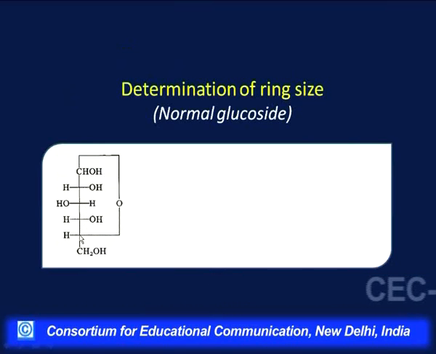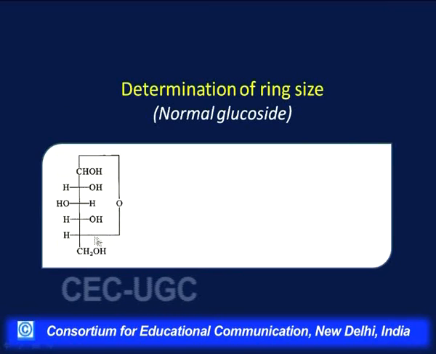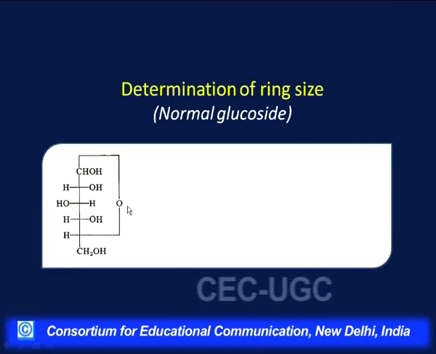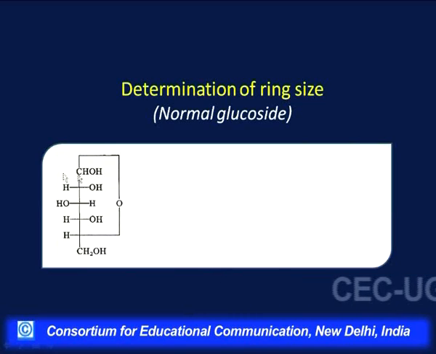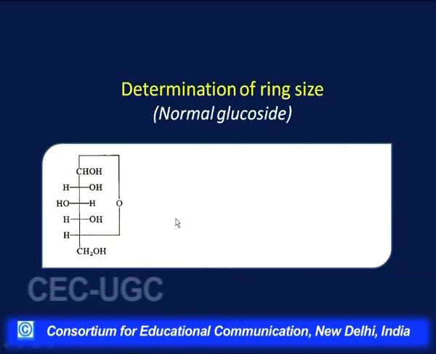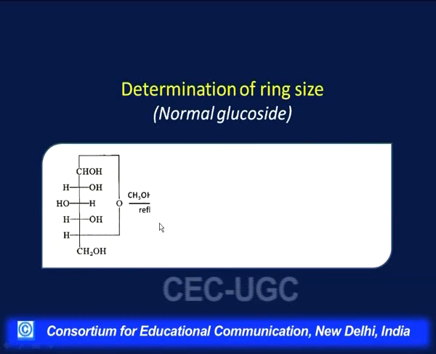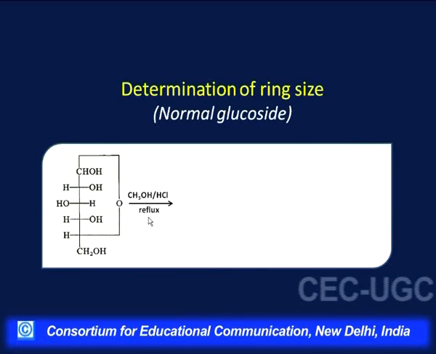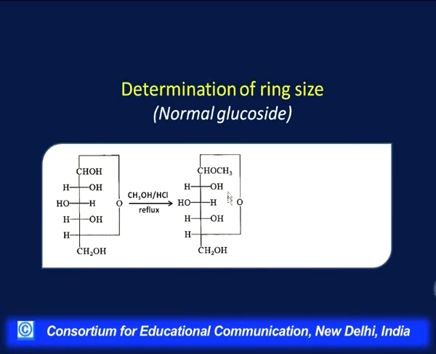Say it is the carbon at number 5 where the hydroxyl present on this carbon has formed the hemiacetal linkage with the aldehyde group, and this is now a 6-membered ring structure. We call it a normal glucoside. This is treated with methanol, HCl, and we refluxed. This is the glucoside that is formed. Here I have not shown the alpha or beta because I am showing this on one side, so it can be both the anomers.